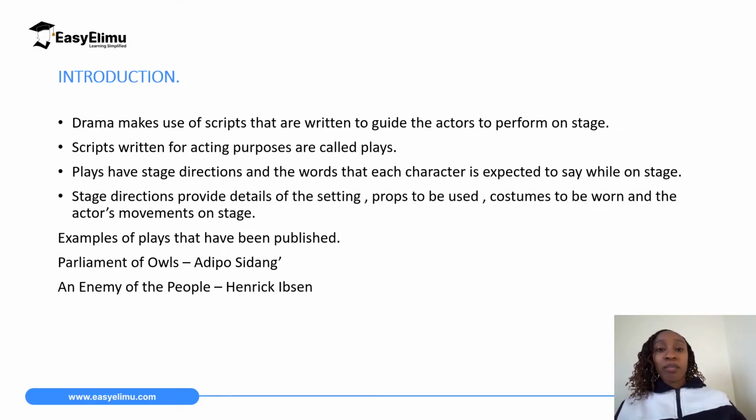There are different types of examples of plays. For example, the play that is currently being read for English Paper 3 is Parliament of Owls by Adipo Sidang. The previous one was A Doll's House by Henrik Ibsen. Another play is Betrayal in the City by Francis Imbuga. An Enemy of the People by Henrik Ibsen. So there are very many plays that have been published, and some we have even read in schools. Some have not been published as books, but are performed in the theater.